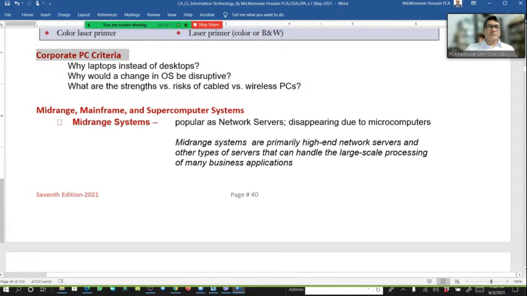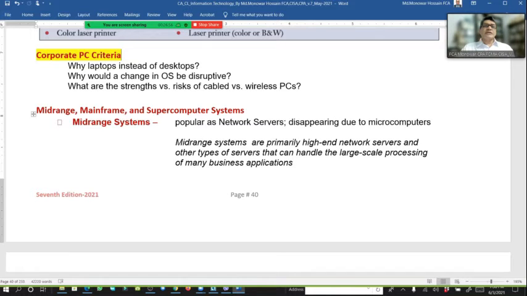What would be the corporate PC? Why laptop instead of desktop? It is the question also. Why laptop instead of desktop? Because a laptop is movable. We can take it from one station to another. We can keep it at our side. We can use it in a different spot, different space, different position. But a desktop should be fixed within a space. So that's why a laptop is much more usable than a desktop.